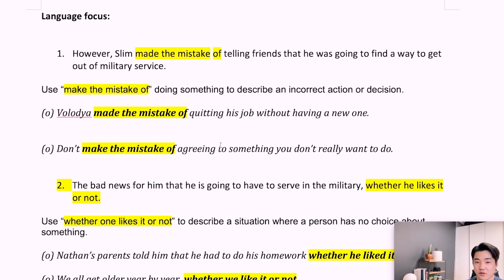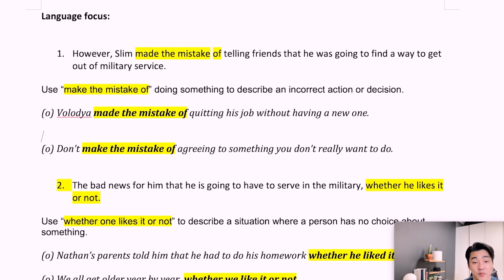Volodya made the mistake of quitting his job without having a new one. So Volodya는 새로운 직장을 찾기 전에 그만두는 실수를 했다. So he made the mistake of quitting his job without having a new one. So at the moment, he's jobless. He's currently without a job. And that's a big mistake, I guess, for Volodya. Some people might take some time off, but for Volodya, I guess he was expecting to get a new job quickly. That's the kind of meaning that I'm getting from this sentence.